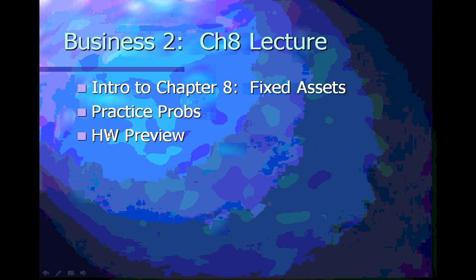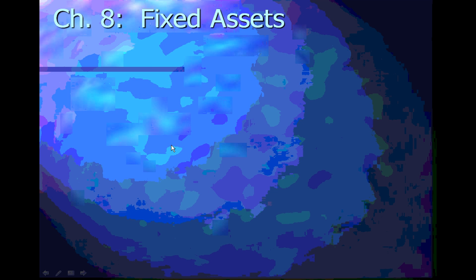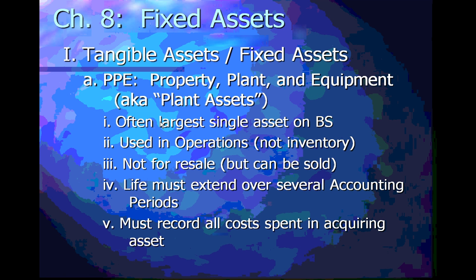Okay, here's what we're going to cover: intro to Chapter 8, fixed assets, practice problems, then a homework preview for you at the end. All right, a lot of words here, but basically tangible assets or fixed assets often boil down to property, plant, and equipment. This is where it's most commonly put on the balance sheet, also known as plant assets, and this is often the largest single asset on the balance sheet.